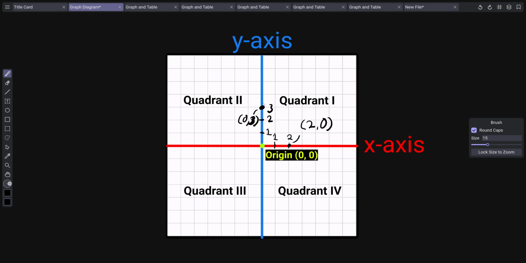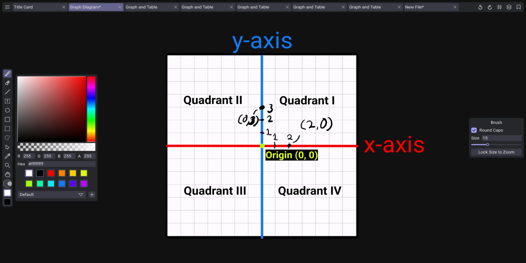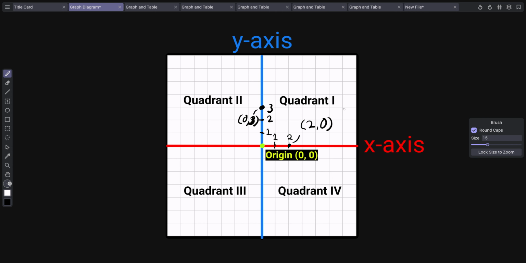Okay, so this means that when we travel on the x-axis, the number we're going to change is going to be the number on the left, and then when you're traveling up and down, the number you're going to change is the number on the right. So I'll write that out here. So this is the format that we use. (x, y). And this is known as an ordered pair.